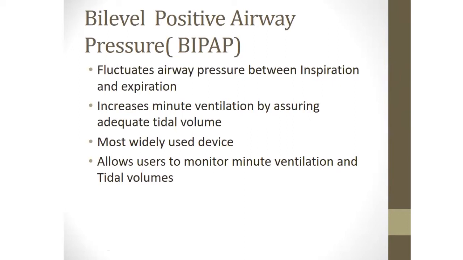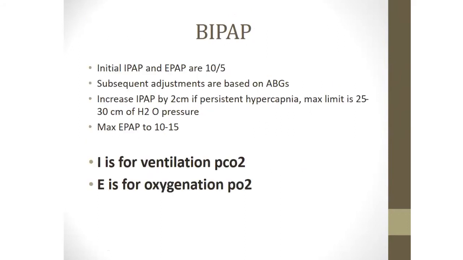Next one, please. The initial IPAP setting is 10 and EPAP is 5. Subsequent adjustments can be made on the basis of arterial blood gases, which we take after 1 to 2 hours and then 4 to 6 hours, depending upon how the pH and CO2 are improving or not. Increase IPAP by 2 centimeters if there is persistent hypercapnia. The maximum limit nowadays for IPAP is 30, and for EPAP is 20. The maximum EPAP we use is almost 10 to 15.